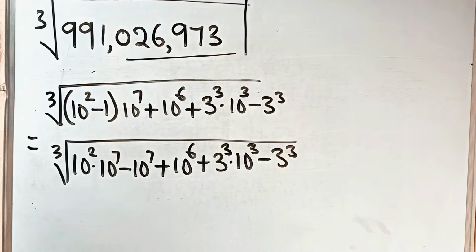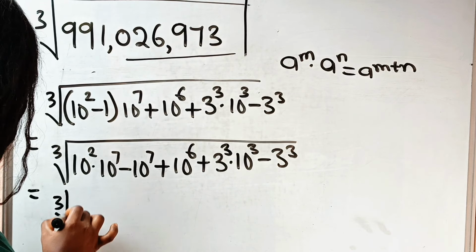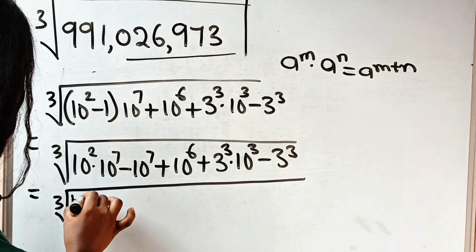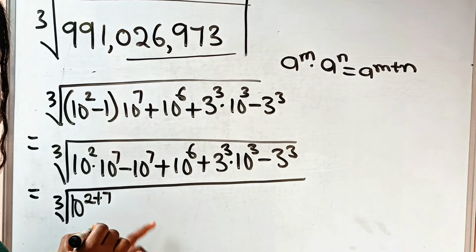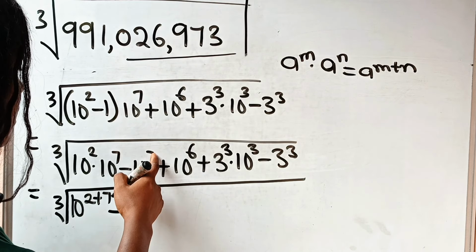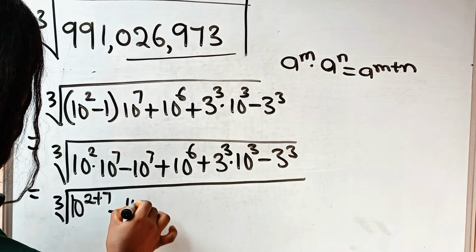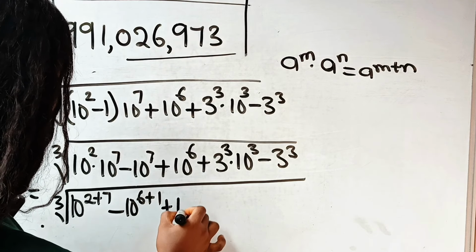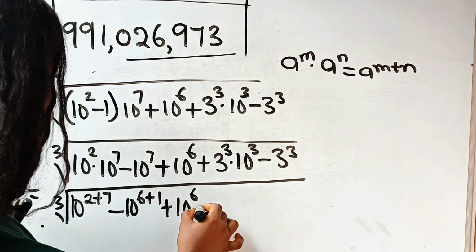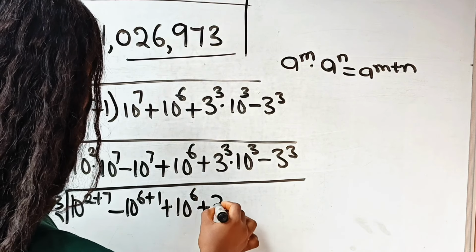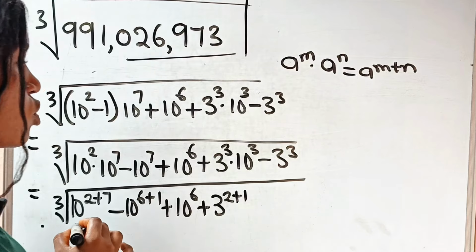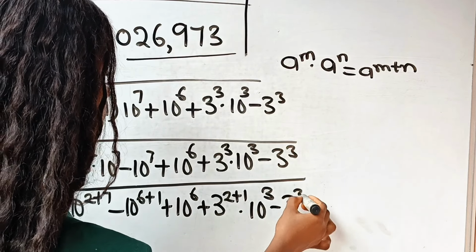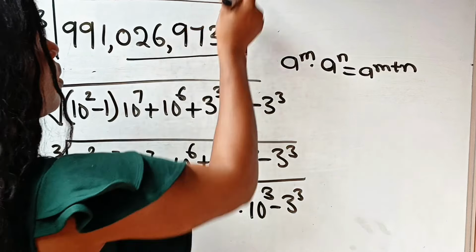Thank you very much. So this is equal to the cube root of, so this will now be 10 to the power of 2 plus 7, minus, now 7 is the same thing as 6 plus 1, 10 to the power of 6 plus 1, then plus 10 to the power of 6, plus 3 is the same thing as 2 plus 1, multiplied by 10 to the power of 3, minus 3 to the power of 3.